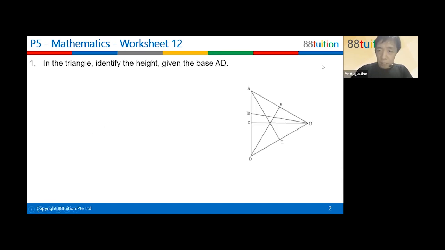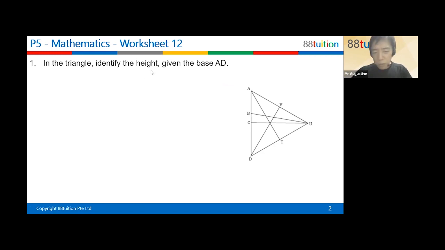Okay, so in this first part here, we are going to identify the height given the base AD. Okay. All right. Yeah, some of you, I know you are halfway through this topic. Some of you have already completed, but let's see. Okay, yeah, thanks, Liana. As always, very fast with your answer. Thank you.